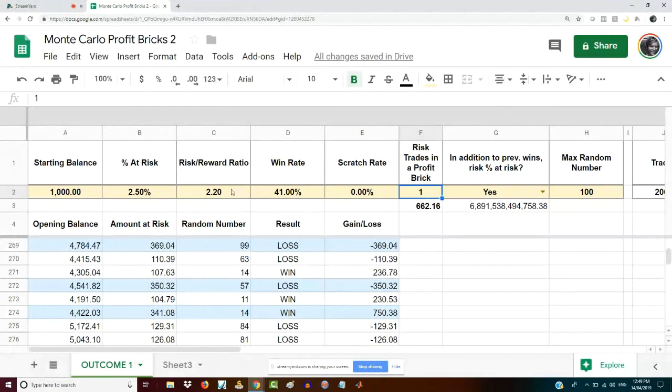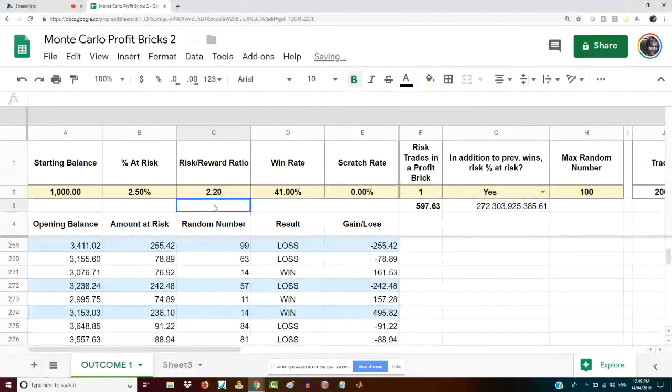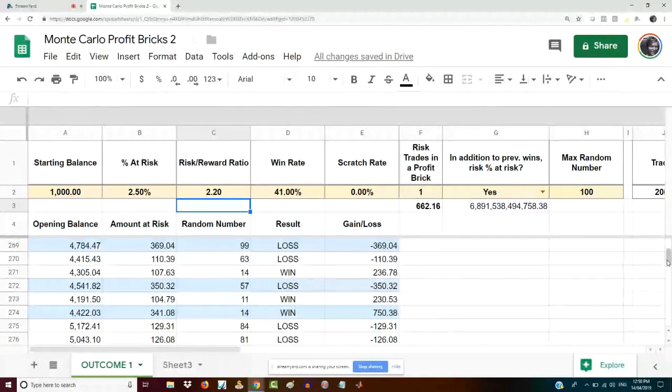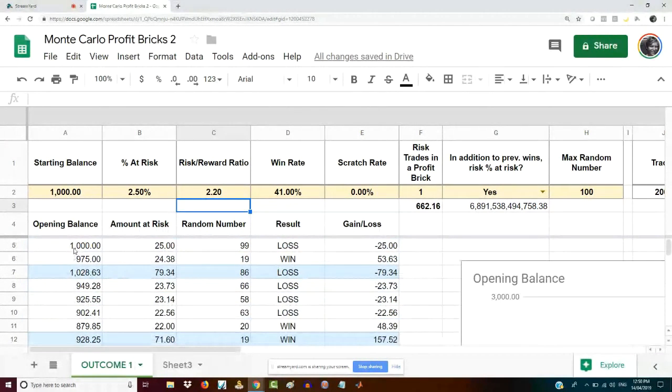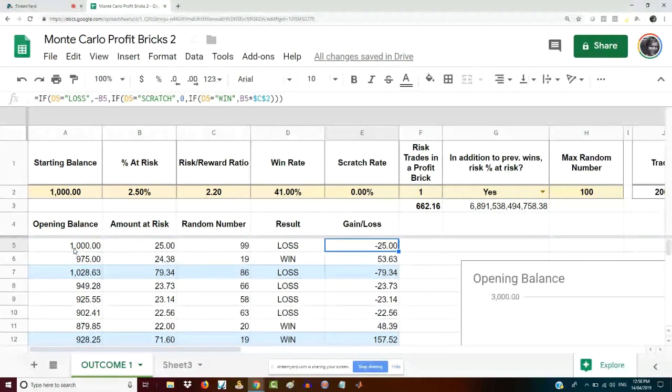I'm just going to put another number in here because this will recalculate. Every time I change something, the spreadsheet will magically recalculate. So let me give you an example. I'm going to go to the first trade right here. You can see the first trade was a loss of $25, which of course is 2.5%. The second trade was a win, $153.63. Now this is what's interesting.